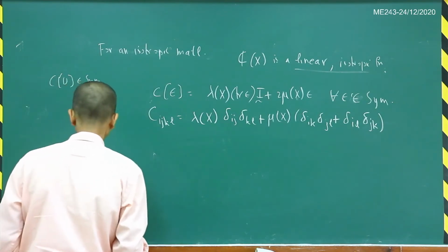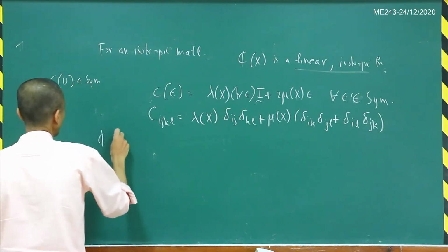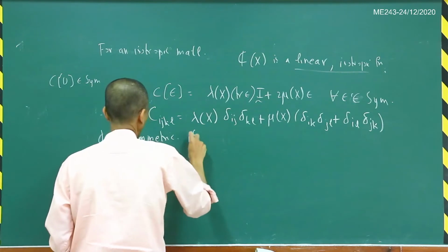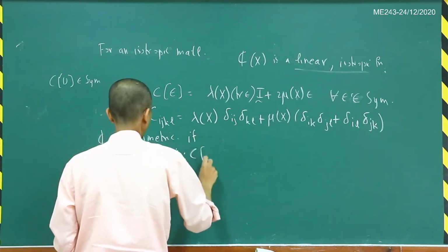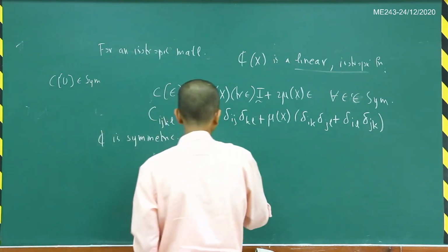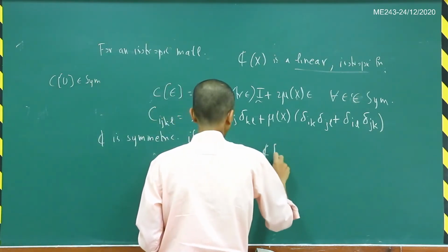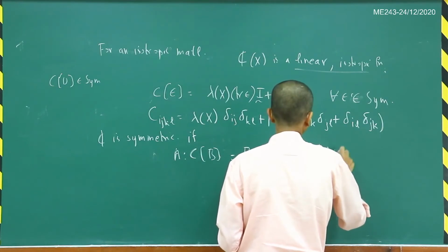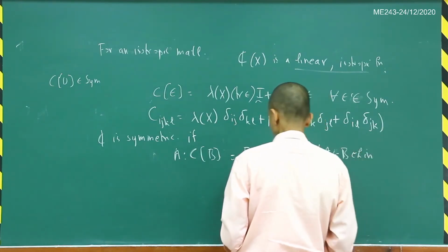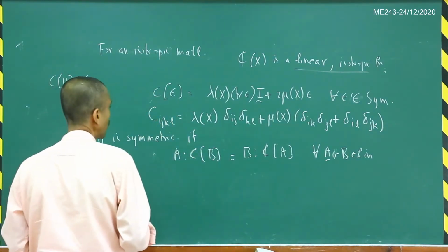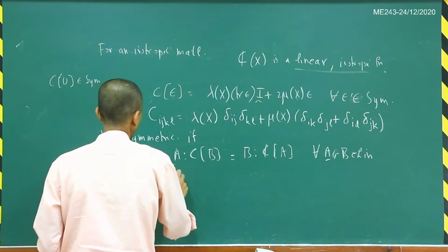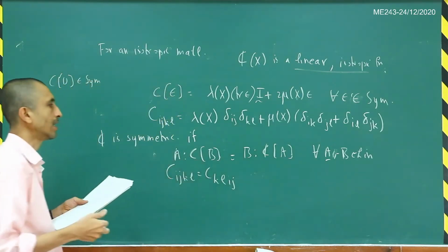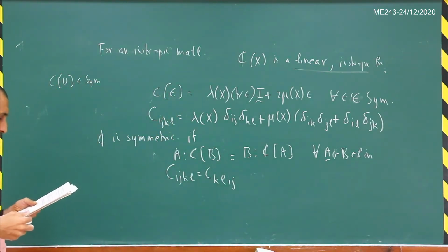And now let us define what we mean by C is symmetric. So C is symmetric if A matrix inner product C in the direction of B is B matrix inner product C in the direction of A for all A, B belonging to Lin. And if you write this particular property in index notation, this is Cijkl is Cklij. So this is just what is called the major symmetry of C here.